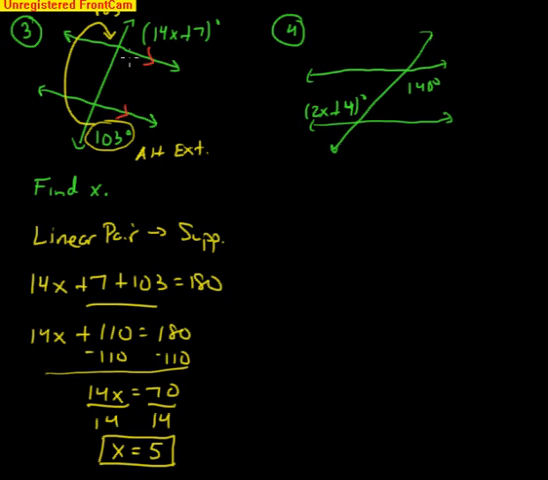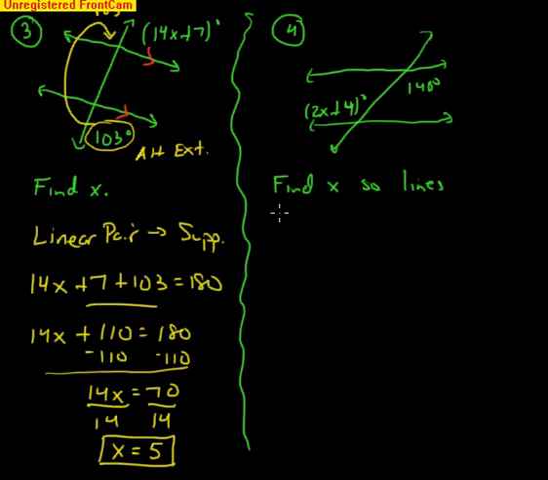Now, question 4 is different. Question 4 says find x so lines are parallel. You don't know that these lines are parallel, but the idea is what would be the x value that would make them parallel? Well, we have to first identify what kind of angles they are.